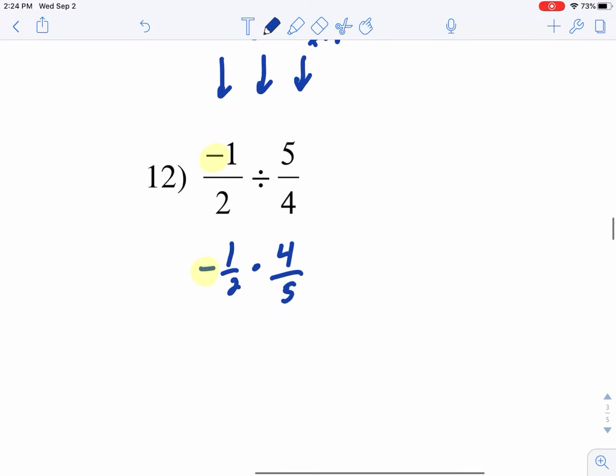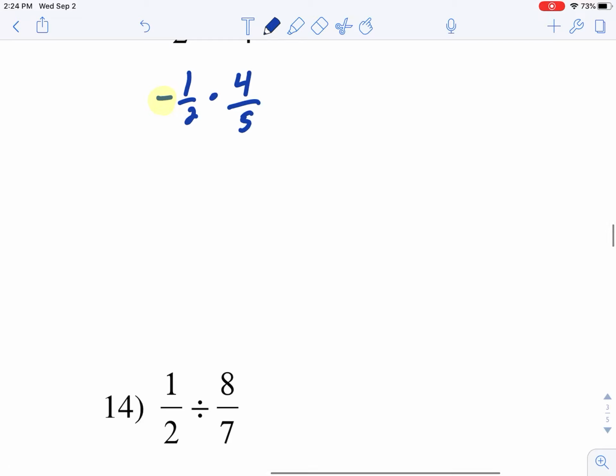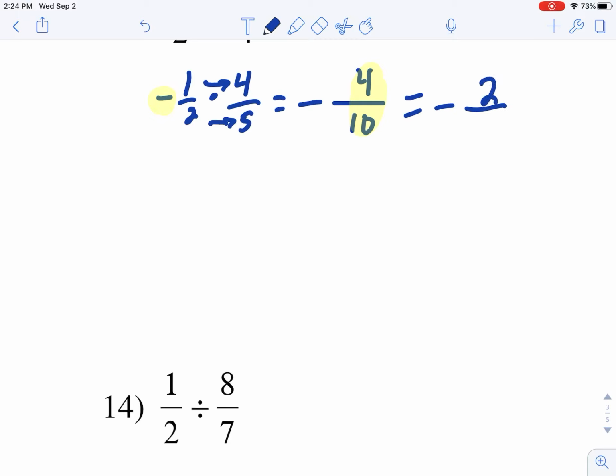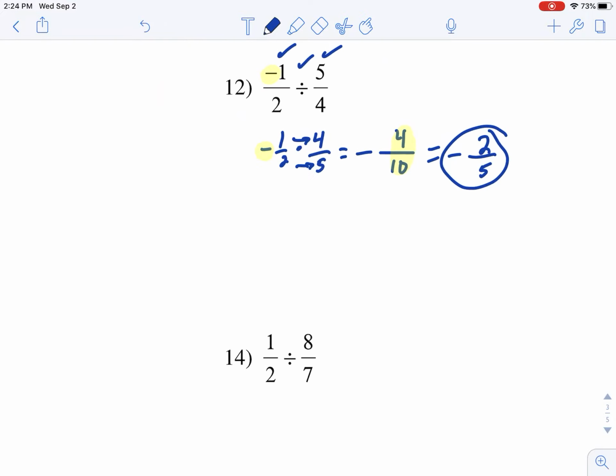Okay, so anyway, I did the keep, change, flip. Now I'm just going to repeat the work I did up above. So our answer's got to be negative. 1 times 4 straight across gives me 4 on top. 2 times 5 on bottom gives me 10 on bottom. 4 and 10 are both even numbers, so I can reduce that by 2. 4 divided by 2 is 2. 10 divided by 2 is 5. Negative 2/5 should be the answer.